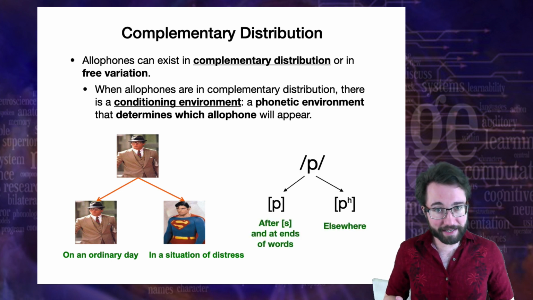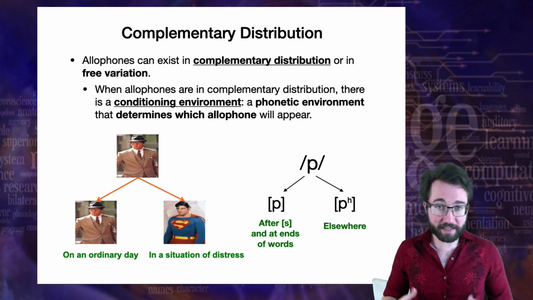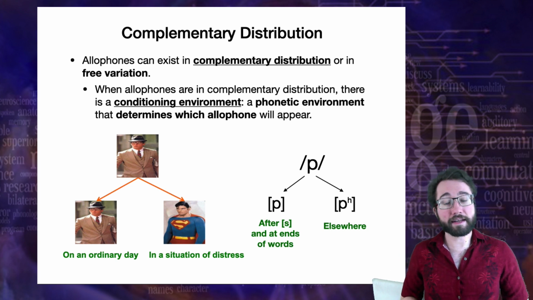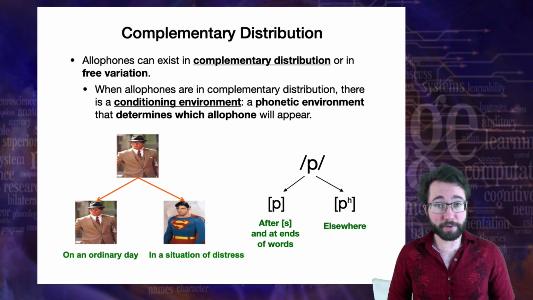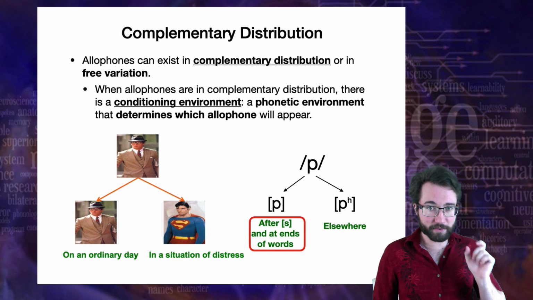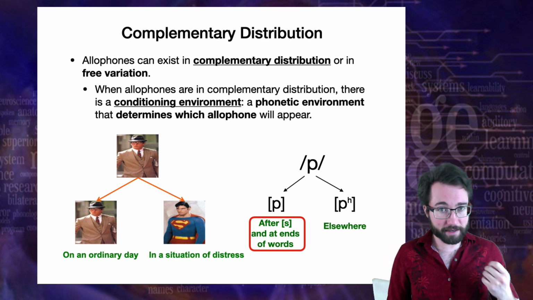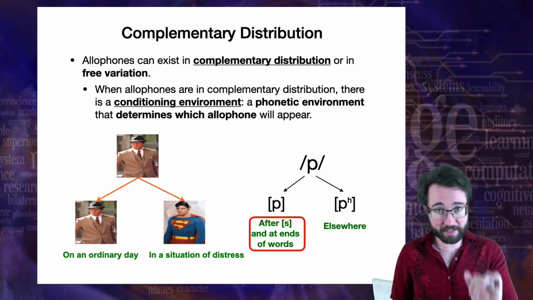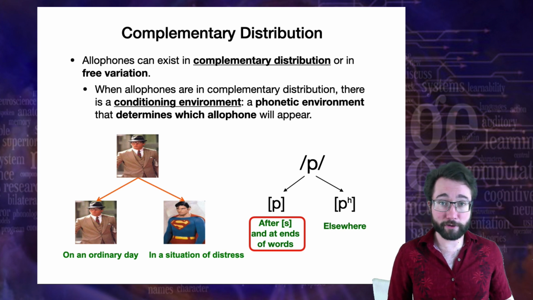Similarly, the phoneme P in English appears as the sound unaspirated P as in spat when it occurs after S and at ends of words in some other contexts. And otherwise, elsewhere, it shows up as the sound aspirated P as in pat. So this is what we call the conditioning environment for the sound unaspirated P as in spat. After S and at ends of words, that's what determines that you're going to get this sound rather than the other, realizing the underlying phoneme P.